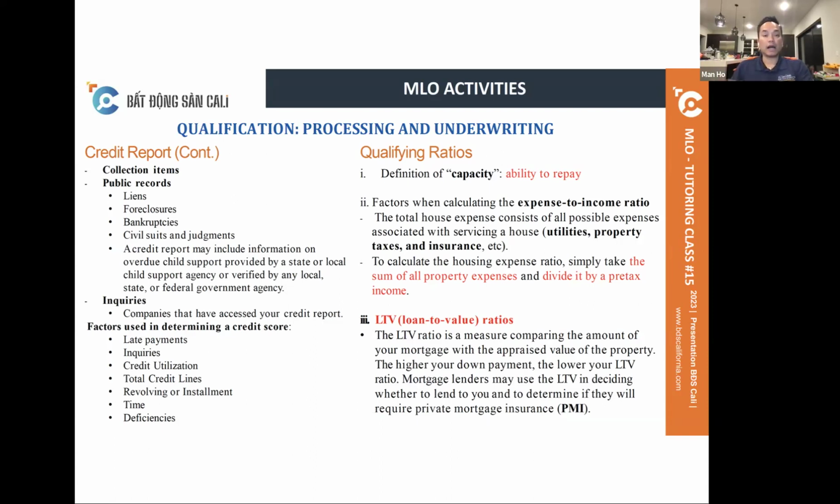The back end DTI is going to include all the revolving, installment, credit card, child support, alimony, everything. Combine everything plus the housing expense, divide that by the total income. That is the back end ratio or back end DTI. Some lenders consider the front end only, some lenders consider the back end only, and some lenders consider both. Okay, so that is how I explain it to you.